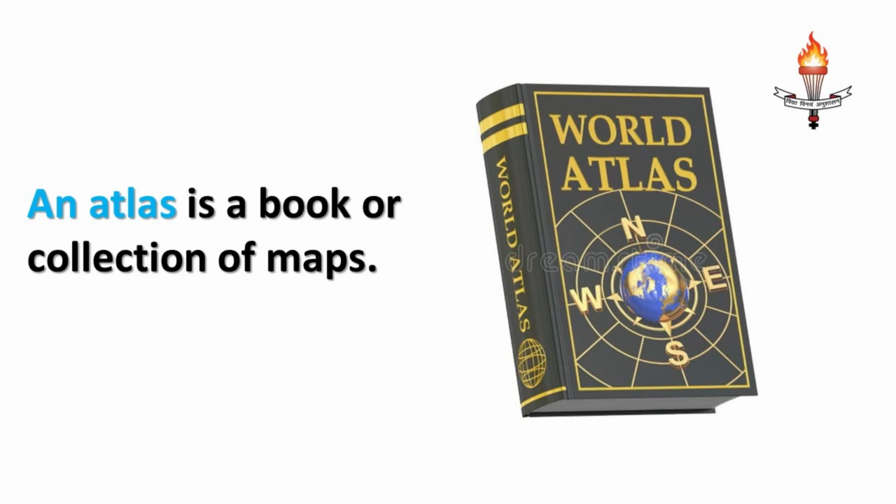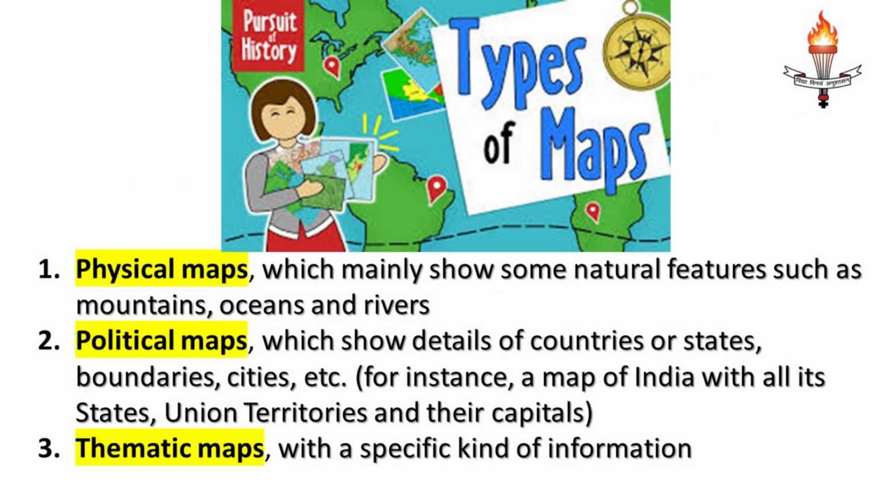An atlas is a book or collection of maps. There are three main types of maps. Physical maps show natural features like mountains, rivers, and oceans. Political maps show countries, states, and boundaries. And thematic maps highlight special information such as climate or population.